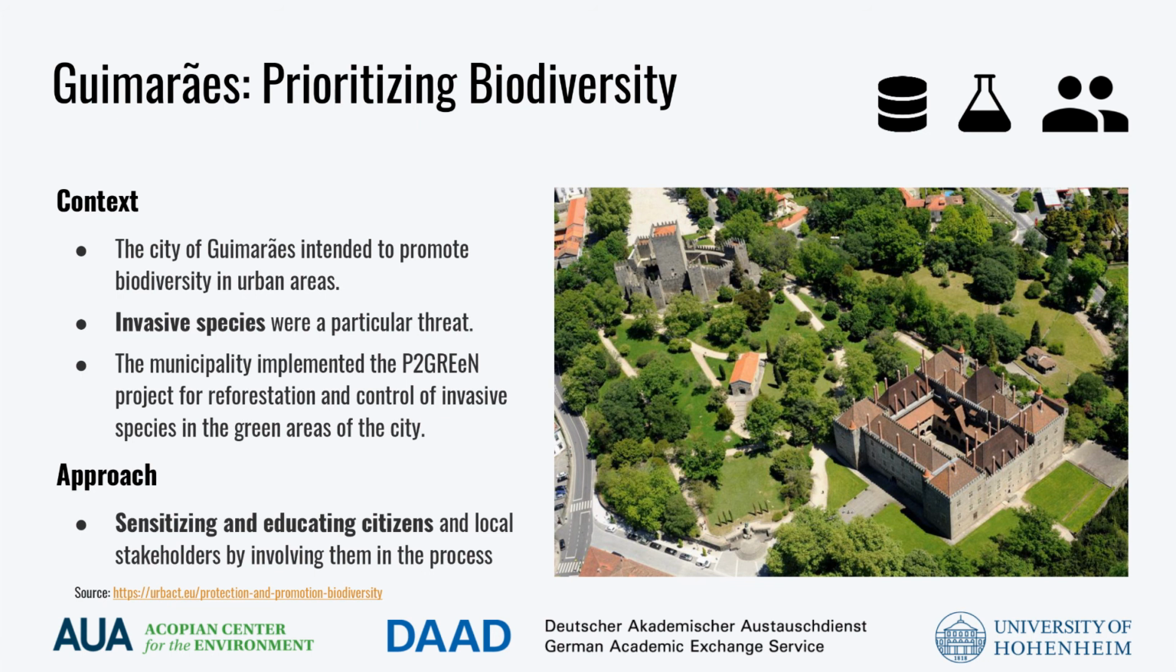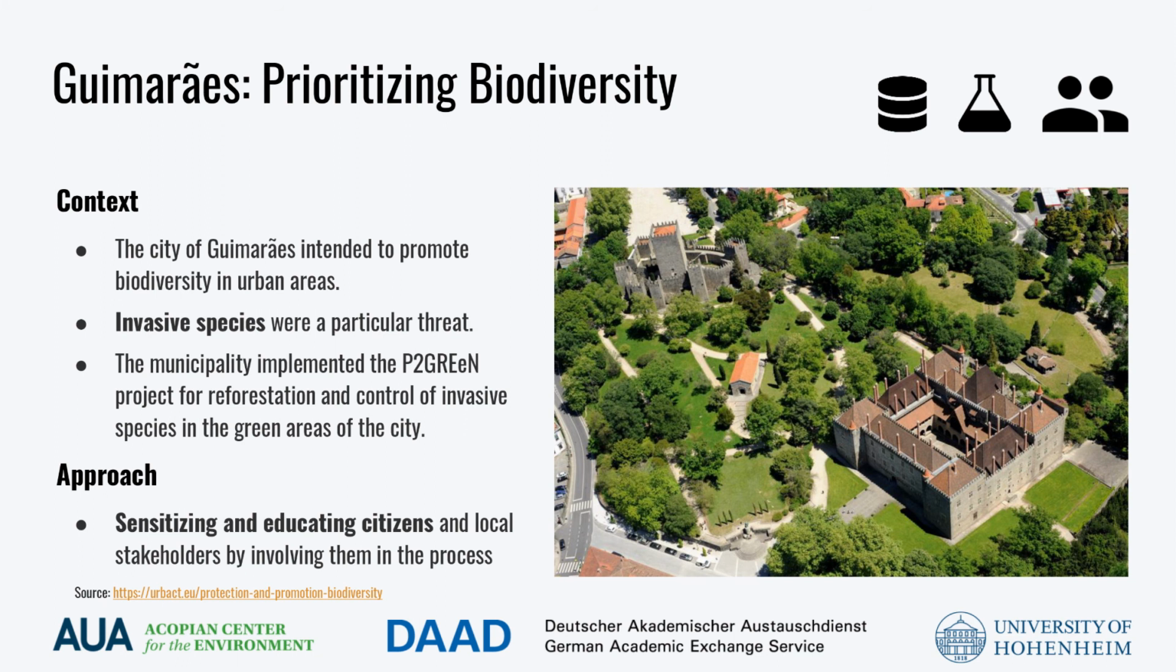The city was facing an issue with invasive species that threatened the biodiversity and the proper provision of crucial ecosystem services of the city. In addition, the city didn't have a structured database library to keep track of its biodiversity objects. To tackle the challenge, in 2015, the municipality of Guimarães implemented the P2 Green project for reforestation and control of invasive species in the green areas of the city.